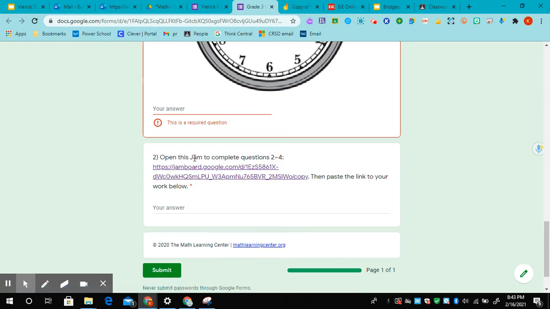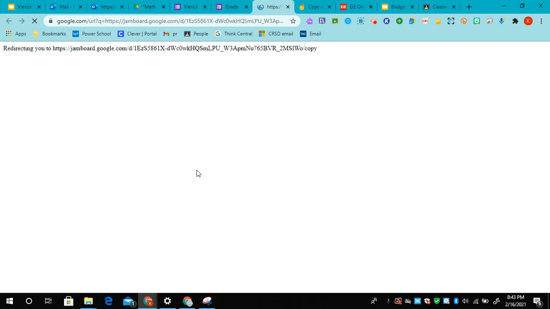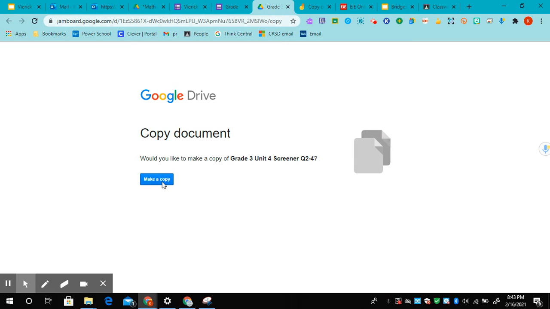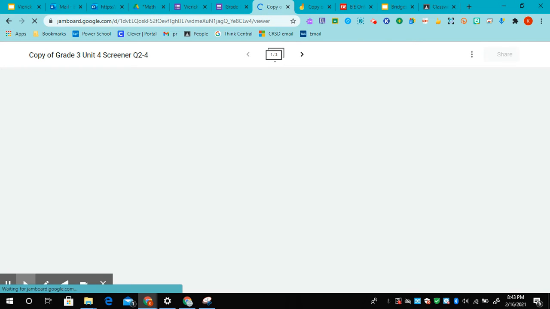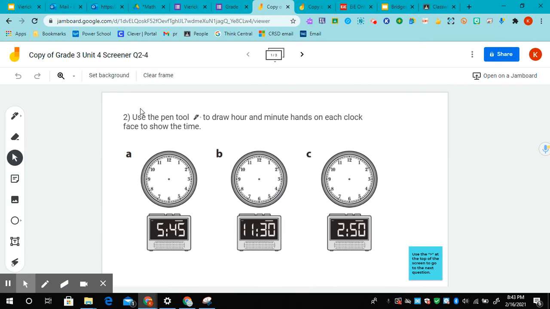So you'll click on this link right there, and it'll bring you to a Jamboard. Yes, you do want to make a copy. So you'll hit Make a Copy. And you'll make a copy. And here it comes. It says use the pen tool to draw the hour and minute hands on each clock face to show the time.